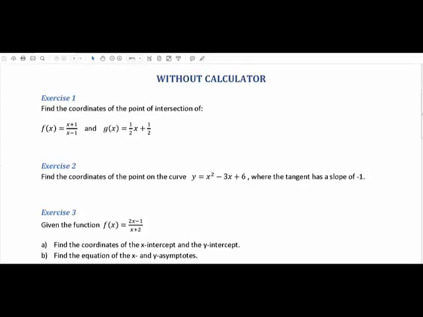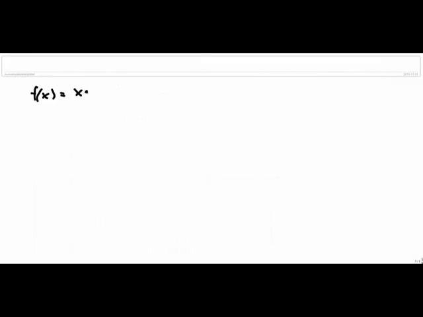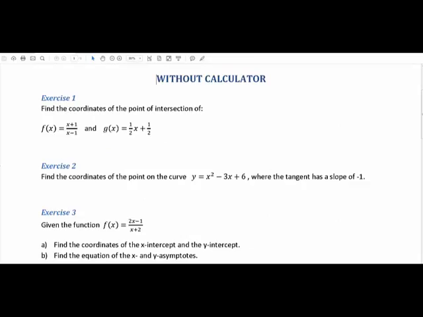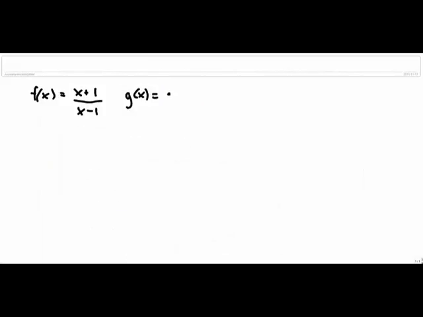First of all, let's write down the functions here. f of x is equal to x plus 1 over x minus 1. The other function is called g, the function of the variable x. So g of x is equal to half x plus a half, so 1 over 2 x plus 1 over 2.